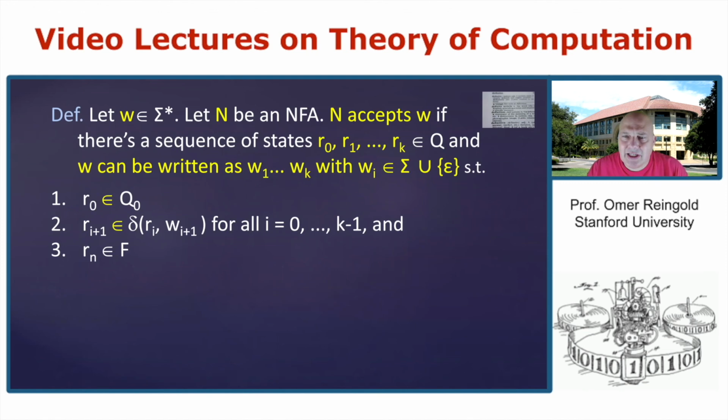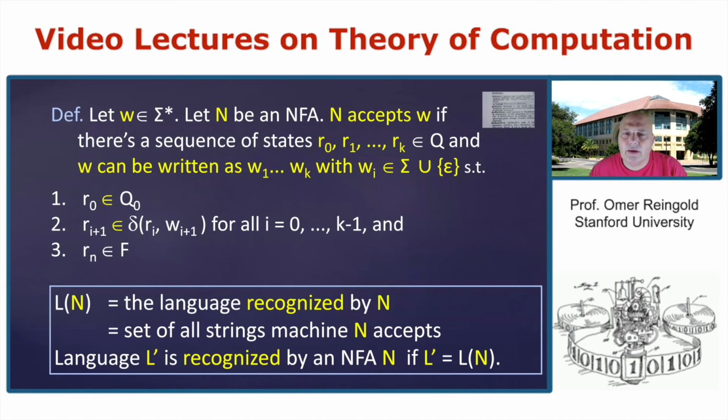So this means exactly what we said in words last time. A string is accepted by N if there exists some accepting path from the start state to an accept state. L of N now is the language that is recognized by N, which is exactly the set of all strings that the machine N accepts. And a language L prime is recognized by an NFA if L prime is equal to L of N. So it's the same terminology we had for DFAs.